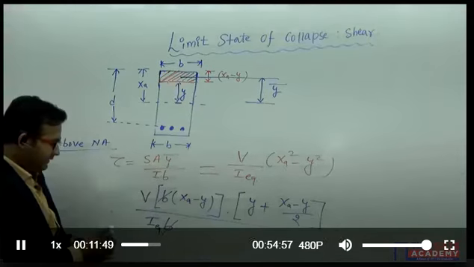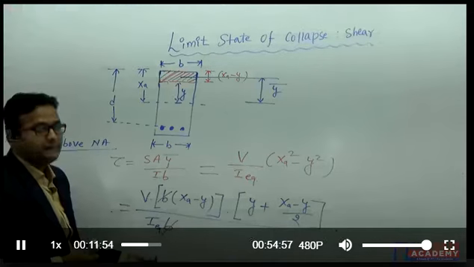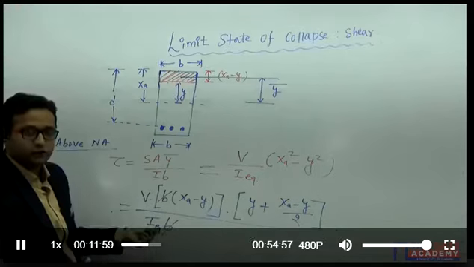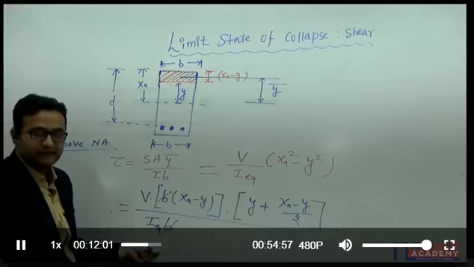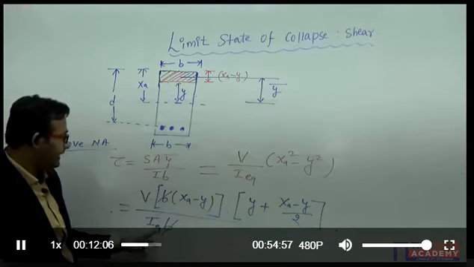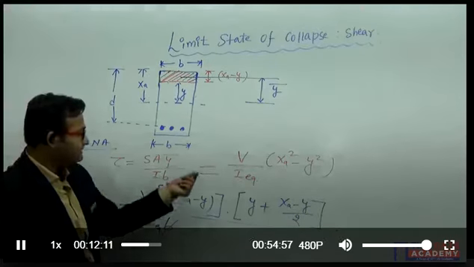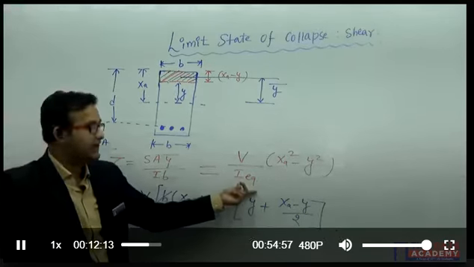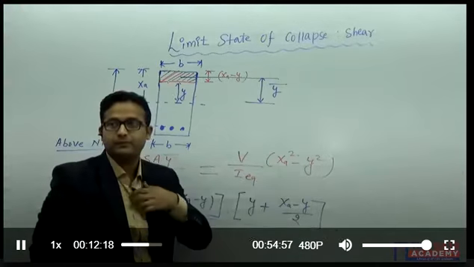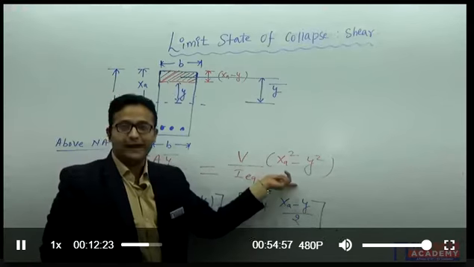I is the I equivalent, the moment of inertia of the section, I equivalent. It is due to the concrete as well as due to the steel. If I arrange it, both the B's are cancelled. Now the remaining things are V divided by I equivalent into (XA square minus Y square). If it is XA square minus Y square, it is the equation of a parabola.